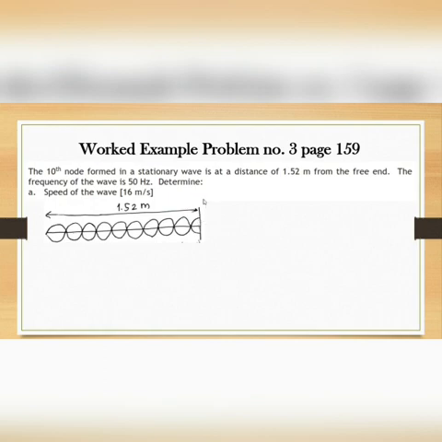We draw the free end here, and there will always be an antinode at the free end. So this is the first antinode. This is the first node. First, second, third, fourth, fifth, sixth, seventh, eighth, ninth, 10th. The 10th node is at a distance of 1.52 meters from the free end.